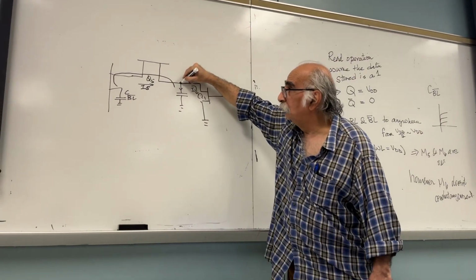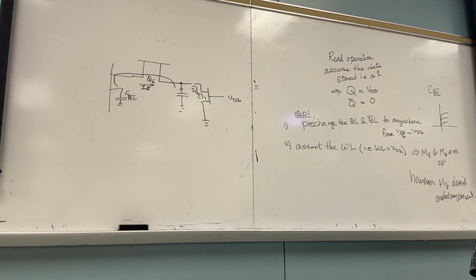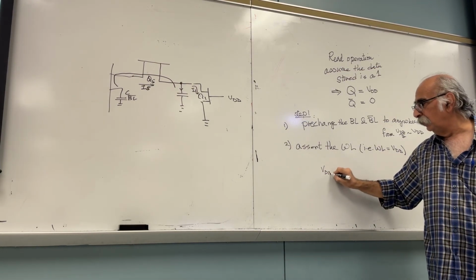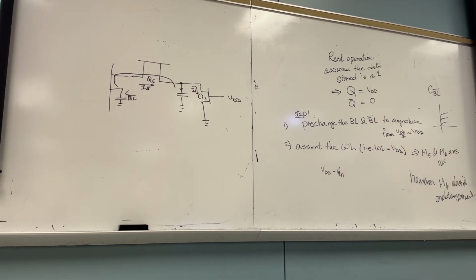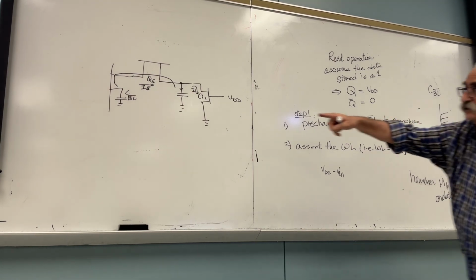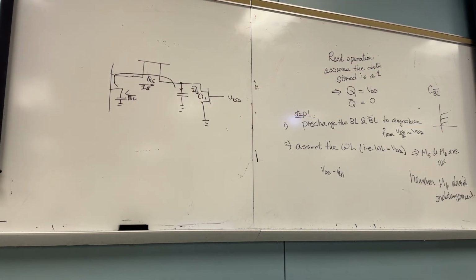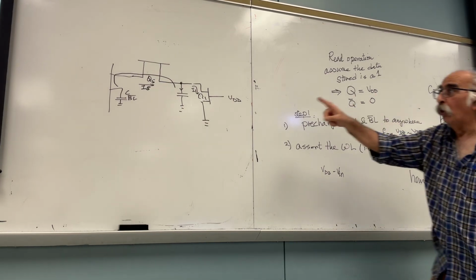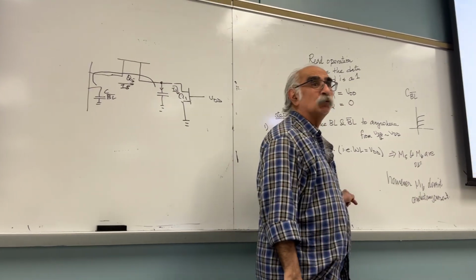This voltage, or the capacitor, cannot charge more than what? VDD minus VTN. Why? Because the NMOS passes a weak one. Where is this one we are talking about? When I say weak one, what one? The one that is on the bit line bar. Did you get it?